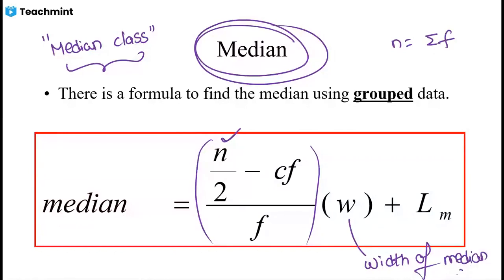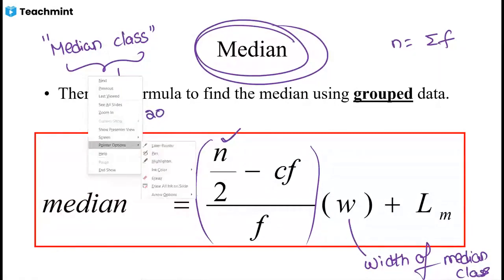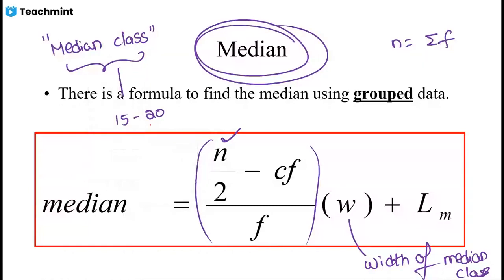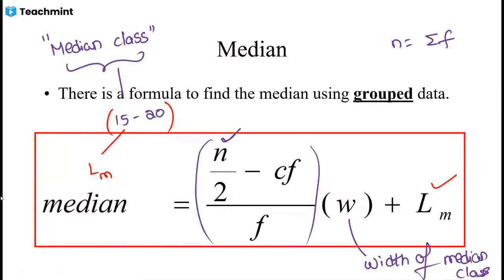If median class is, for example, from 15 to 20, then LM is 15. If median class is 15 to 20, then the lower value of the median class is LM. LM is nothing but lower limit of the median class. First, we have to decide median class.